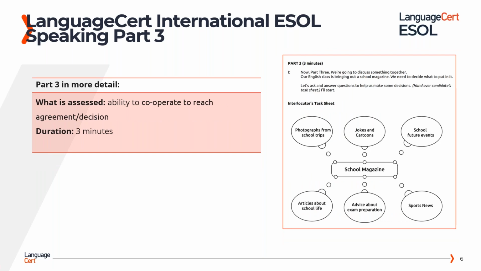In Part 3, what is assessed is the candidate's ability to cooperate with the interlocutor to reach some kind of agreement or decision. A task sheet like the one you can see here will be provided to the candidate. The duration of this part is 3 minutes.